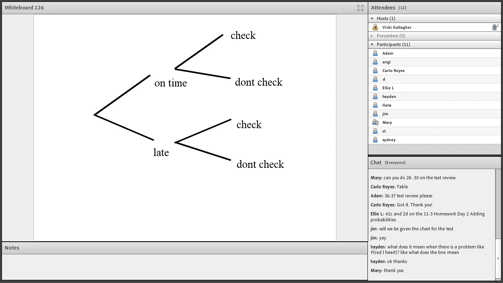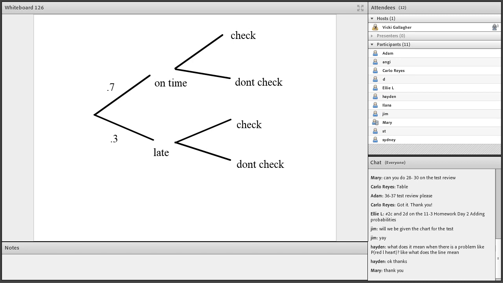Now we need to put numbers on all of the branches. So it says, a study of Algebra 2 students showed that 70% of students do their homework on time. So that would be this branch over here. I am going to write it as a decimal, 0.7. And every pair of branches has to add up to 100%, or the whole number 1. And so if 70% do their homework on time, then that would mean that 30%, or 0.3, do their homework late. So you always want each pair of branches to add up to 100%.